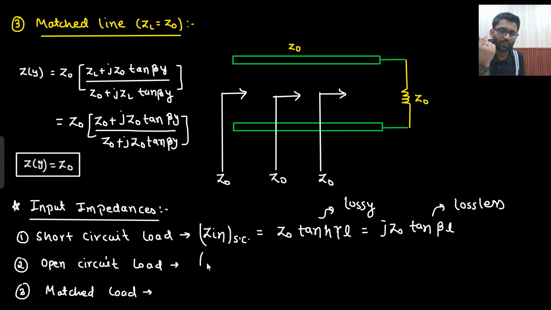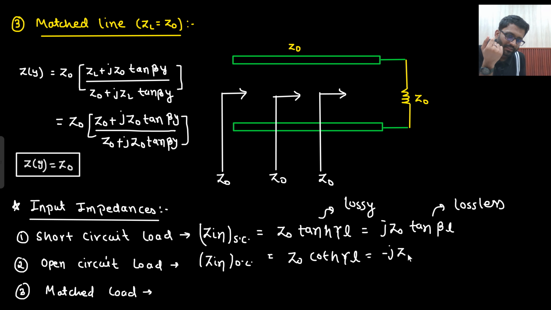Okay, and what was your open circuit impedance? Open circuit was Z naught cot hyperbolic gamma L, or here it was minus j Z naught cot beta L. Okay, and for matched load, it was always equal to Z naught. Whether it is lossless or lossy or anything, it was always equal to Z naught. So till this point only this discussion you need to remember.